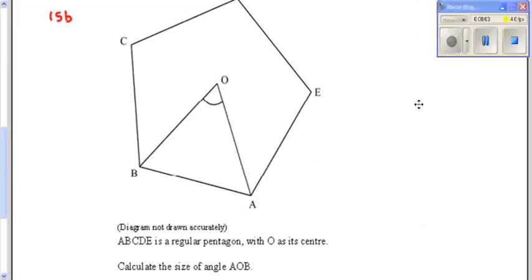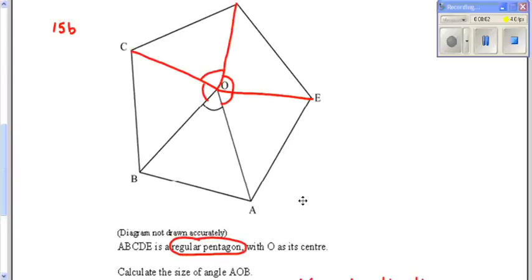Okay, so here's question 15b. You've got a regular pentagon A, B, C, D, E, and you have to work out the size of angle AOB. So that angle there that's marked there. So if you want to switch off the video and have a look at that, see if you can work it out, we'll go through the solution.